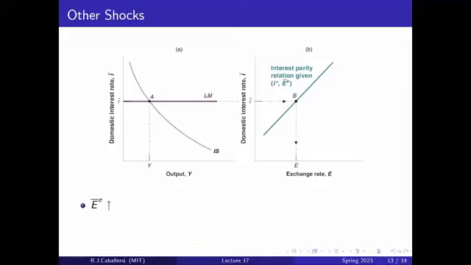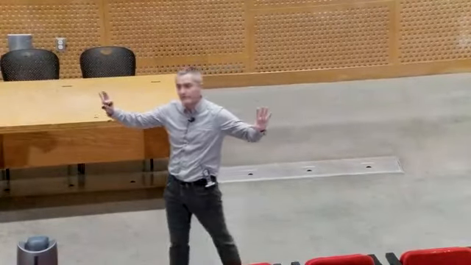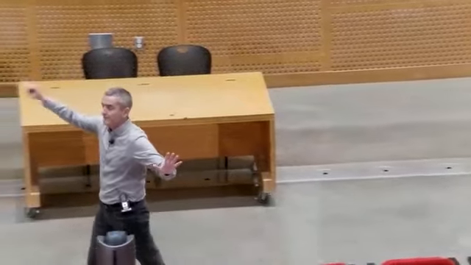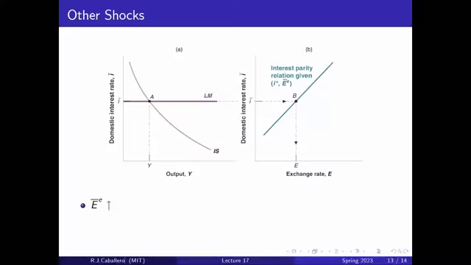So what is the answer? If the interest rate doesn't move, the foreign interest rate doesn't move, and the expected exchange rate goes up, what happens to the current exchange rate? Appreciates. What happens when there's an appreciation? Net exports decline. That means that moves the IS to the left. Okay, so this movement will move the IS to the left. That's the first effect.